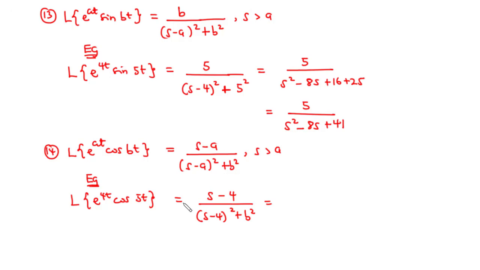So this is equal to (s − 4) divided by, so the expansion for (s − 4)² gave s² − 8s + 16. So here we have s² − 8s + 16, and then here we have b to be 5, so 5² is 25, and this is equal to (s − 4) divided by s² − 8s + 41. So that's it for today's video.